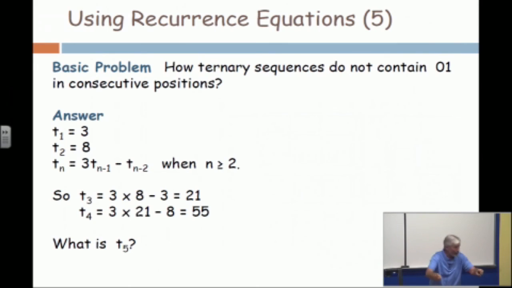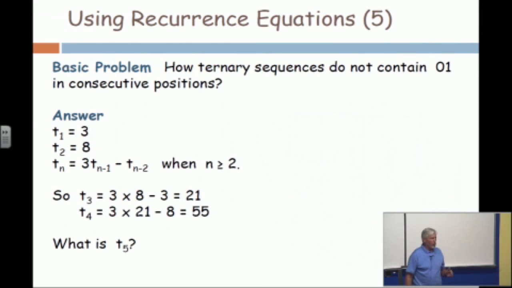First question, why did I write it this way? In the other examples, I wrote Tn plus 2 equals Tn plus 1 plus Tn. Why am I doing it this way? Because some days you do it one way and some days you do it the other. You'll be talking to a computer science or engineering prof, and sometimes they do it forward, then coming back. Sometimes you start and go backwards. It's absolutely equivalent.